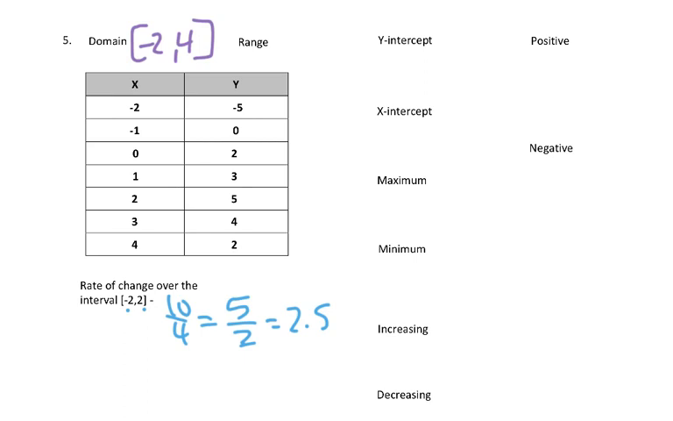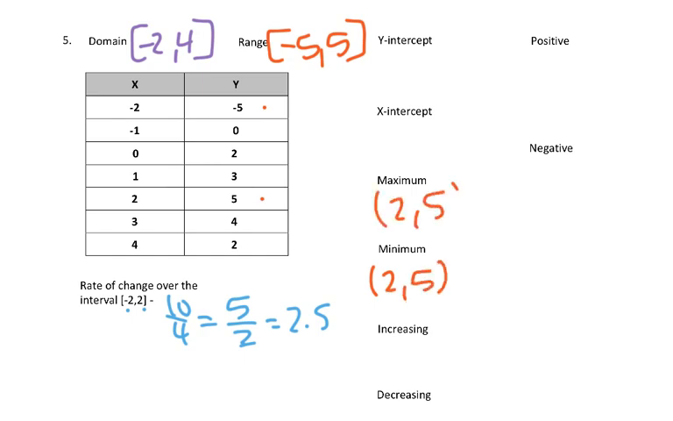Okay, range now. We look at what's our lowest number, negative 5, so it starts at negative 5. Our highest is positive 5, and it goes to positive 5. So that keys us into our minimum and our maximum, doesn't it? Because our maximum is going to be the highest point, 2, 5, and I wrote it in the wrong place, didn't I? And our minimum is going to be that point, negative 2, negative 5.